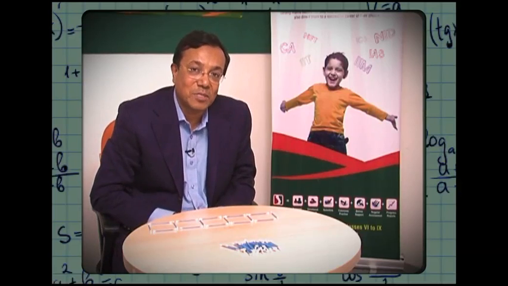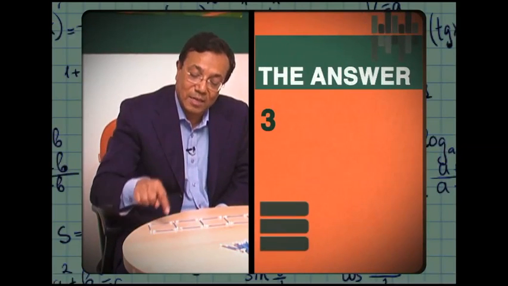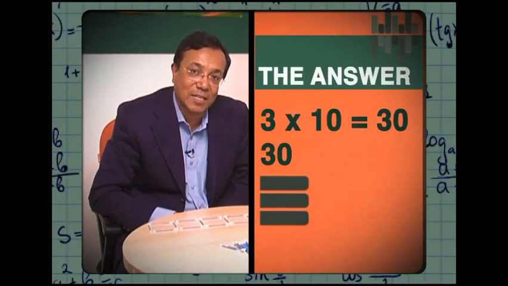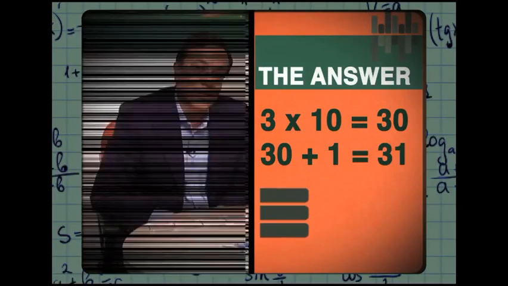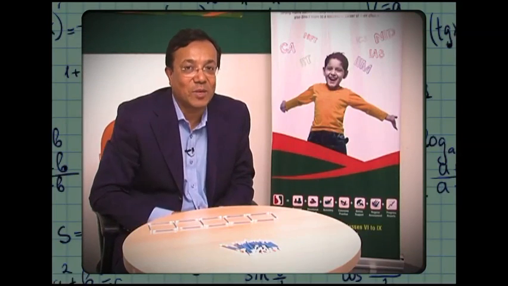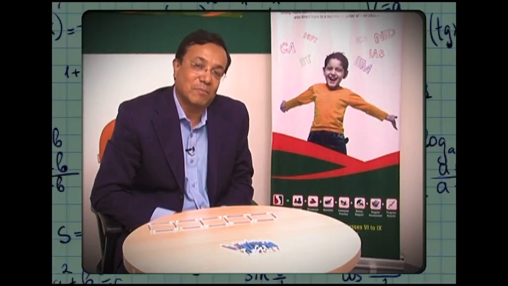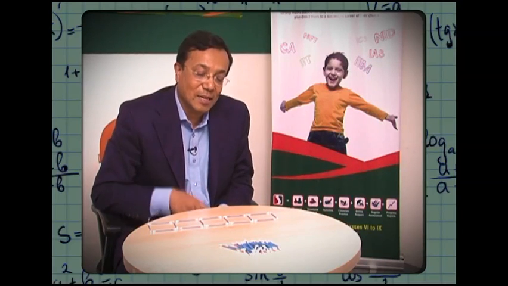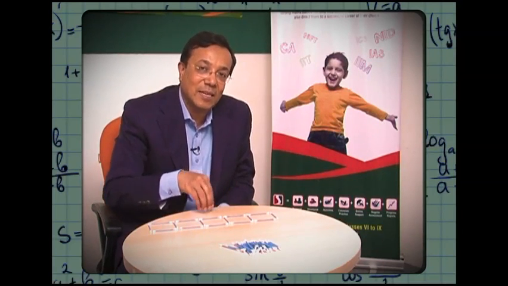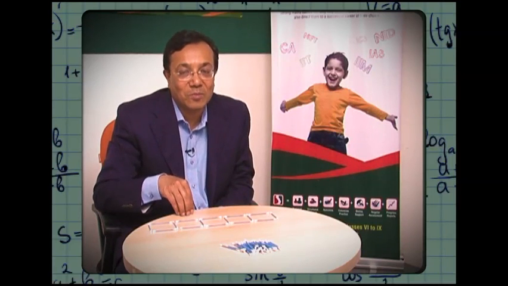So for 10 rooms, you would actually need 3 into 10, which is 30 matchsticks plus 1. The conclusion here is, how many matchsticks do we need? Based on the number of rooms, the number of matchsticks you will need is 3 times the number of rooms plus 1.